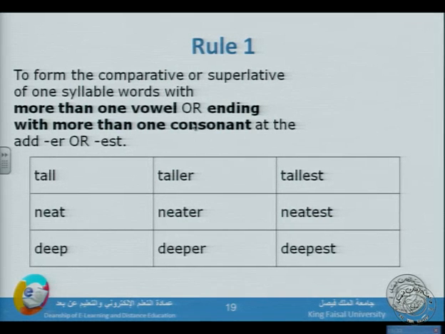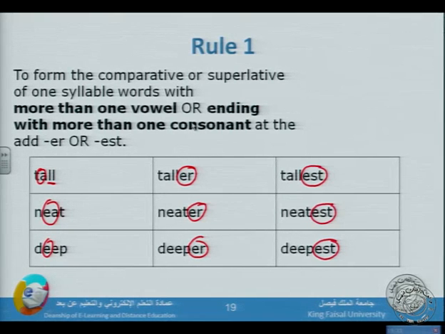فإذا ما كان عندنا كلمة ذو مقطع صوتي واحد يحتوي على صوت حرف علة على الأقل، أو تنتهي في 2 consonants في النهاية، فتضيف إلها ال ER. وهذه قاعدة العامة أنه نضيف ال ER في حالة الكمباراتيف، بينما في السوبرلاتيف نضيف ال EST. tall, taller, tallest, neat, neater, neatest, deep, deeper, deepest. Okay? So this is rule number 1.